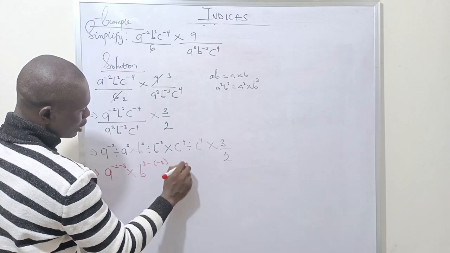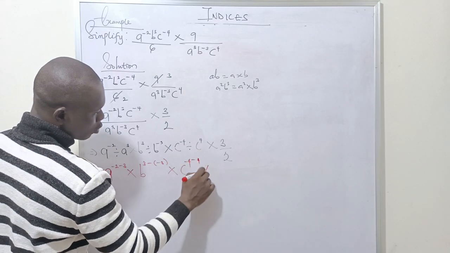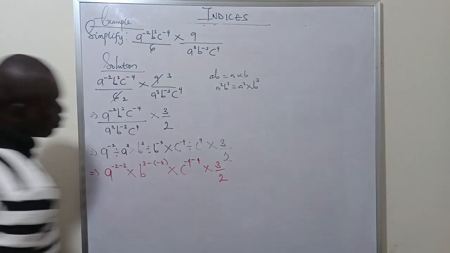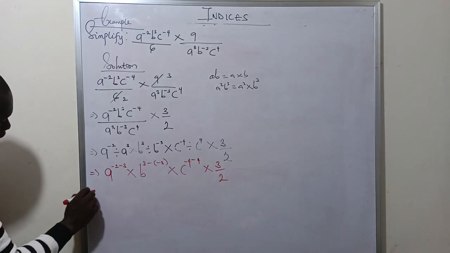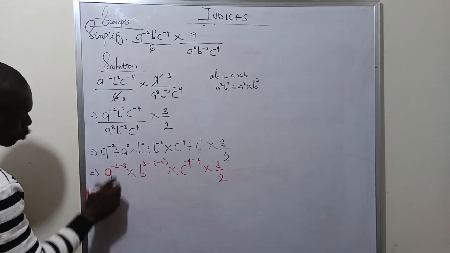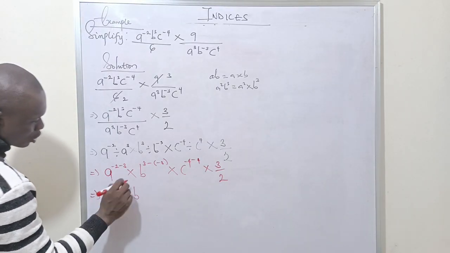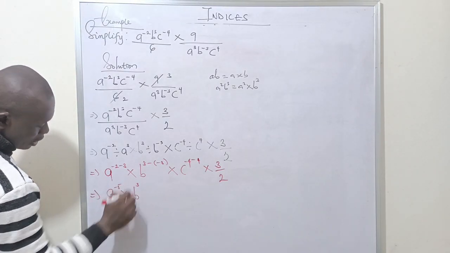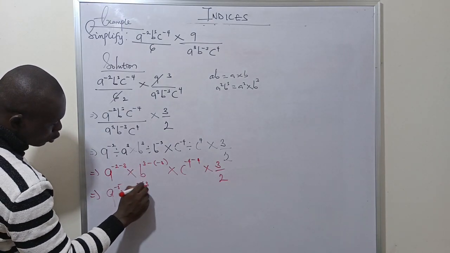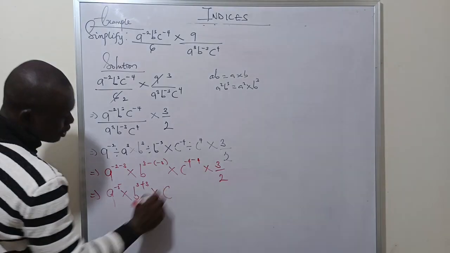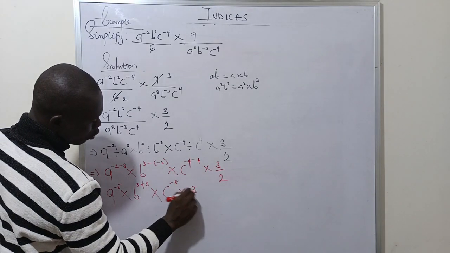Then times c raised to the power of minus 4, then minus, I'm picking one of them, minus 4. Times 3 over 2. So if we continue here, I can have a raised to the power of minus 2 minus 5. Minus 2 minus 3 here will give us minus 5, times b raised to the power of 3 here. Now minus times minus is plus. This is going to be plus 3, times c raised to the power of what? Now minus 4 minus 4 is minus 8, times 3 over 2.